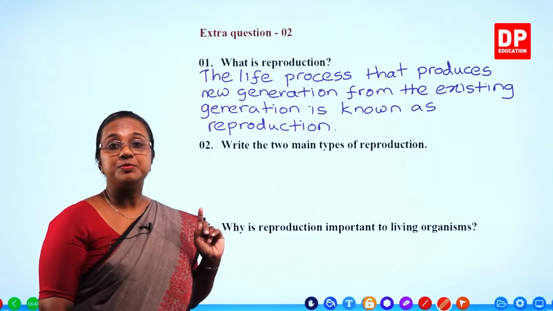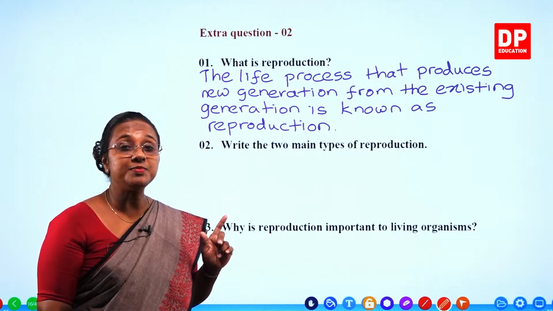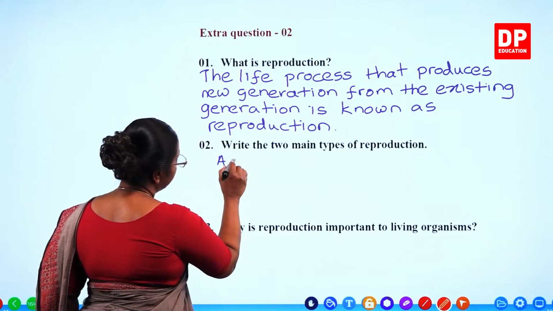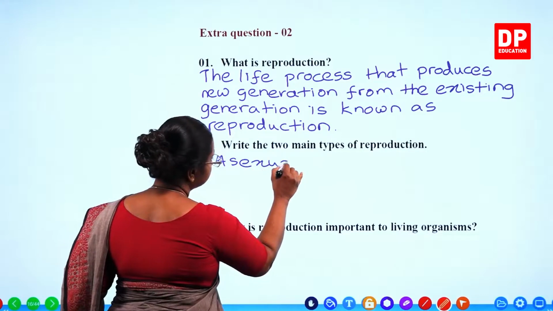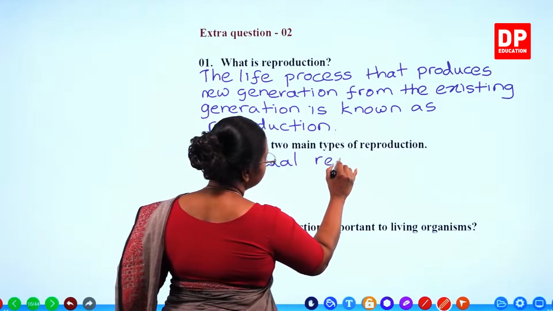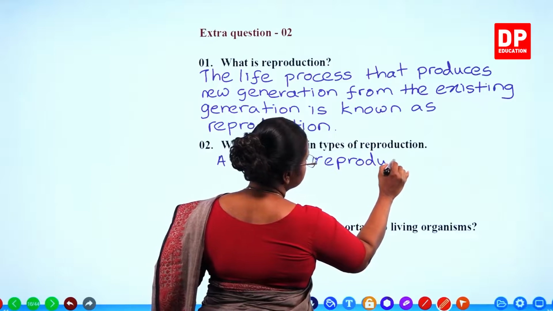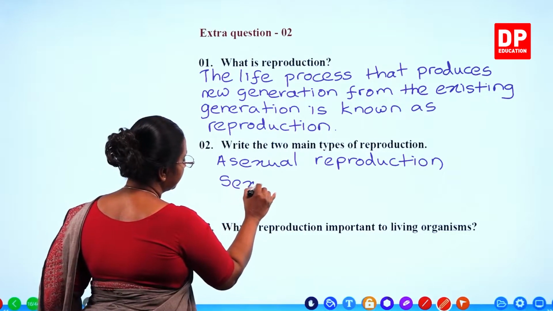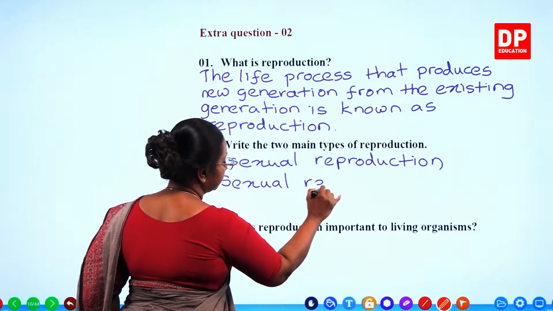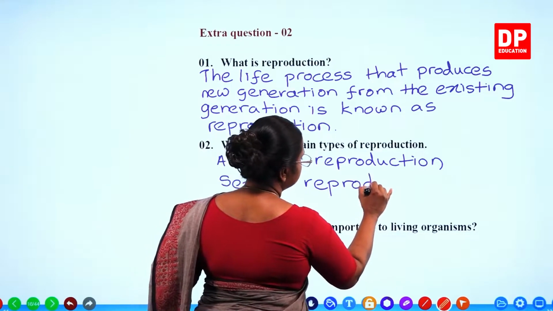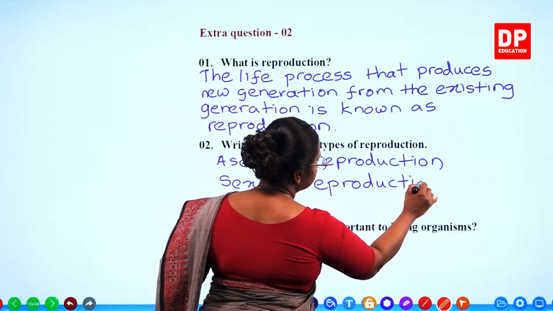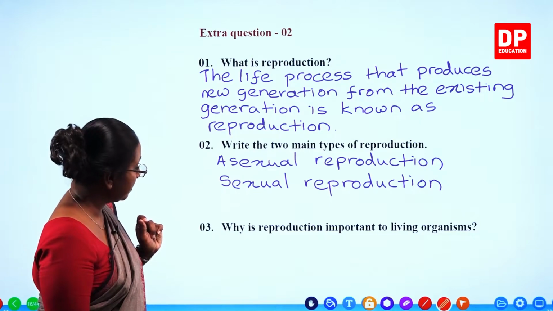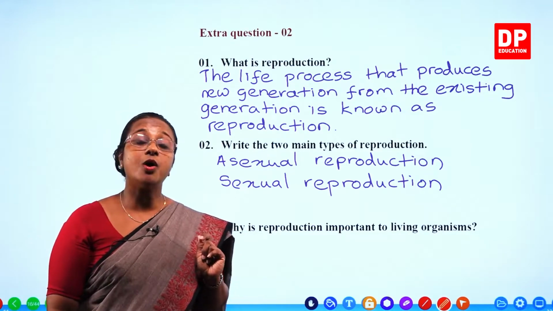Write the two main types of reproduction. What are the two types? Asexual reproduction and sexual reproduction. The two types.